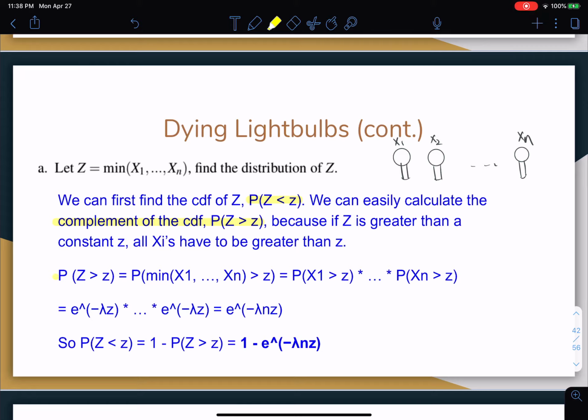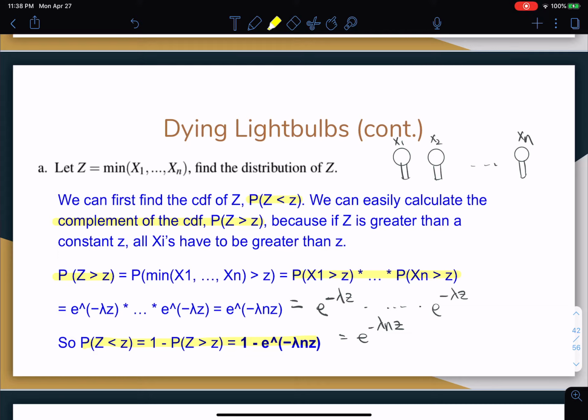So what we say is, okay, we're going to find this, and then we are just going to do 1 minus that. And to find that, we know that if Z is greater than z, then it means that every value is greater than z. So we have that right there, which is exactly equal to, this is where the LaTeX didn't really work out, we have e to the minus lambda z times all the way until e to the minus lambda z, and we have n of them, so we have nz. Okay, perfect.